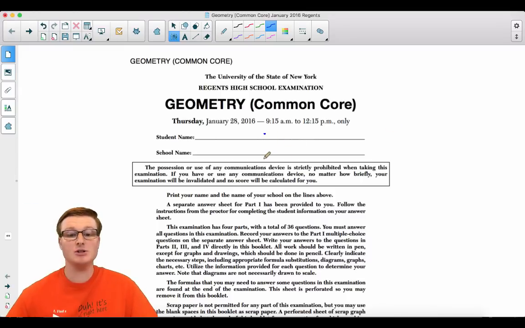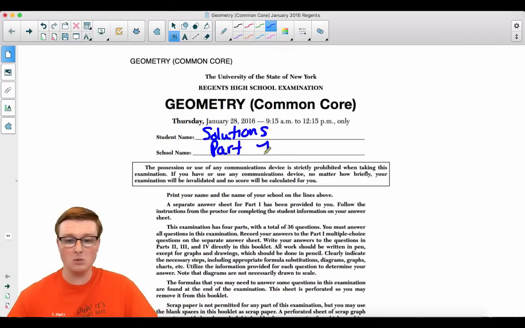This is the Geometry Common Core Regents exam for January 2016 for the New York State Regents exam. These will be the solutions to the January 2016 exam. This will be part 1, questions 1 through 12 on this exam.